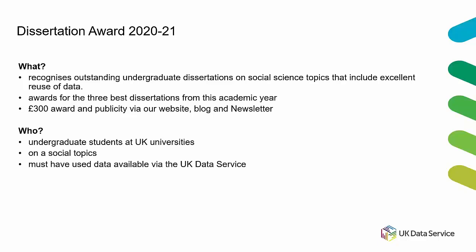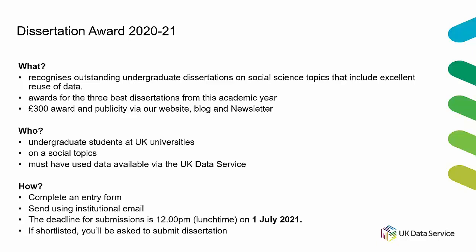The award is open to undergraduate students at UK universities who are doing their dissertation on social science topics, and the dissertations must use data available via the UK Data Service. To enter, you need to complete an entry form, which is available on our website, and then submit this form to us using your institutional email by lunchtime on the 1st of July. We do an initial shortlisting process, and then if shortlisted, you'll be asked to submit your full dissertation, and the work will be sent off to the judges.